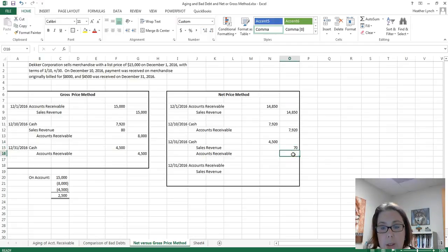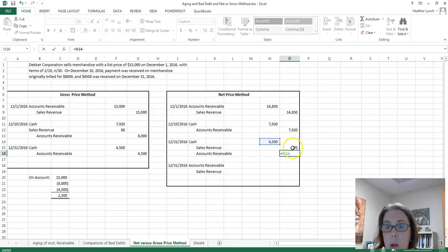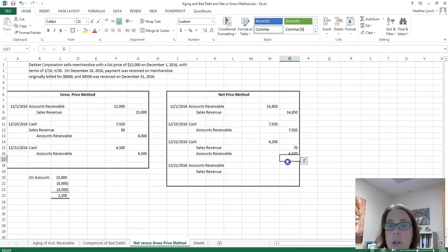Remember our debits have to equal our credits. So now we will reduce the accounts receivable by the $4,430, because we also had originally put that in there at a discount. If you remember what I did over here on account, they still have $2,500 left that is open for them to pay.